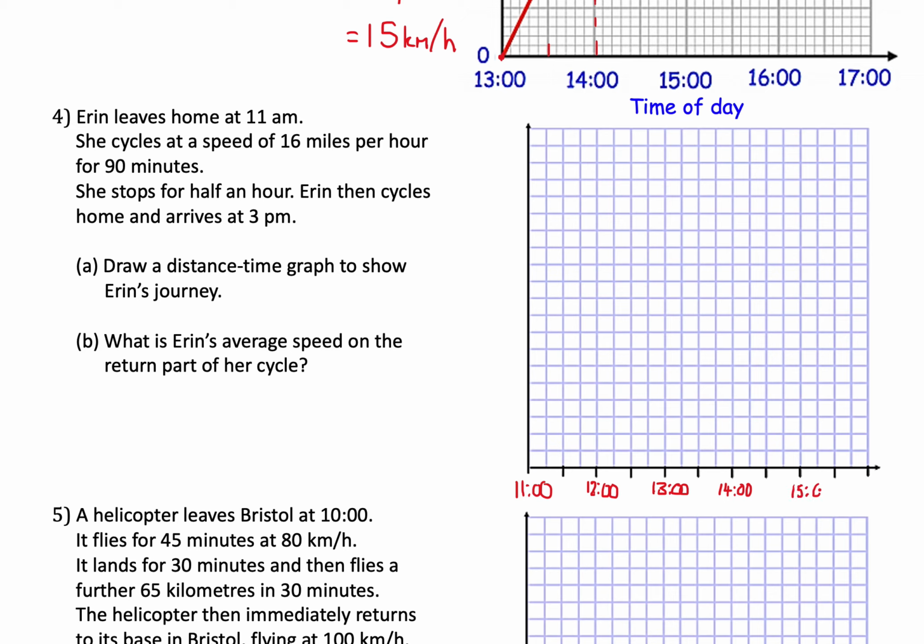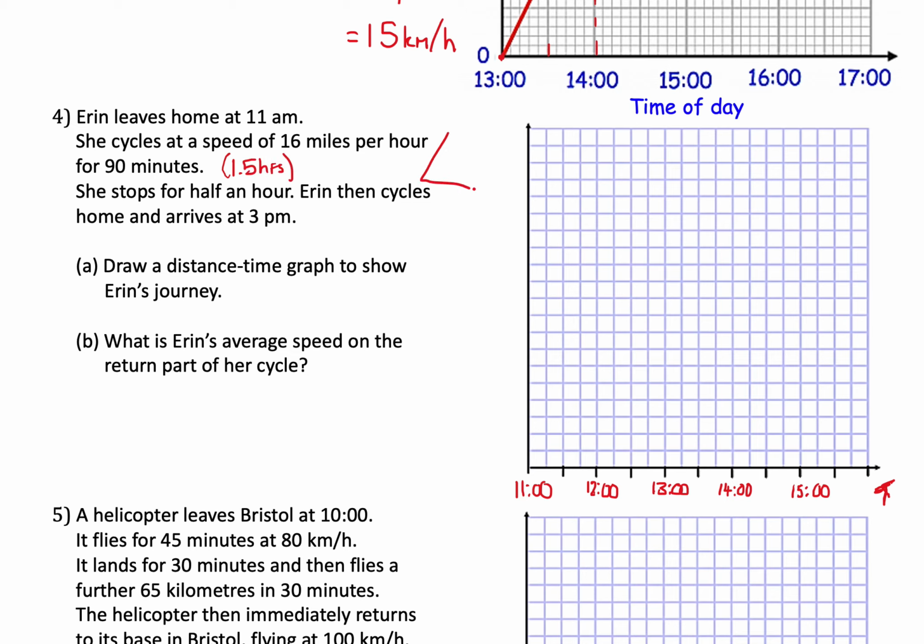Got a bit of space at the end of the graph, but that's okay. That's time, whoops, along that axis. Sorry, excuse the handwriting. Right, so she travels at 16 miles per hour for 90 minutes. So how far would she cover in that time? So that's 90 minutes is 1.5 hours.